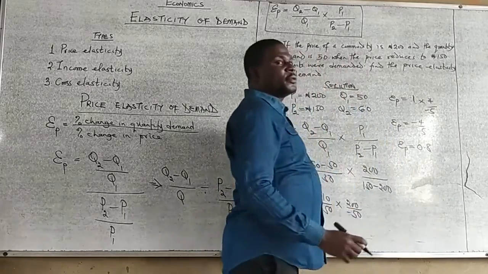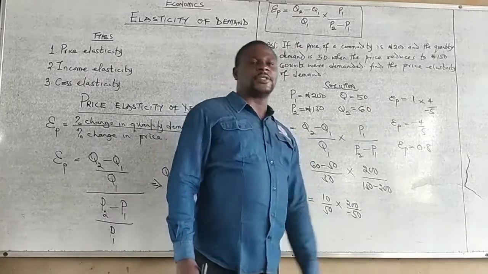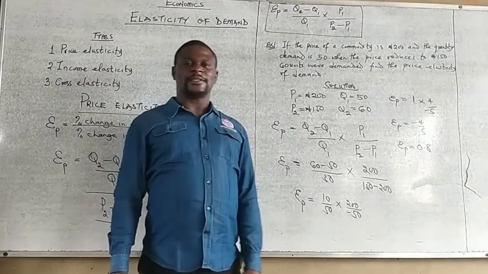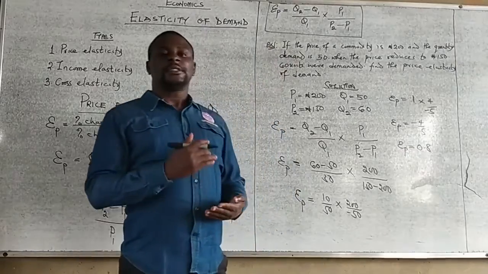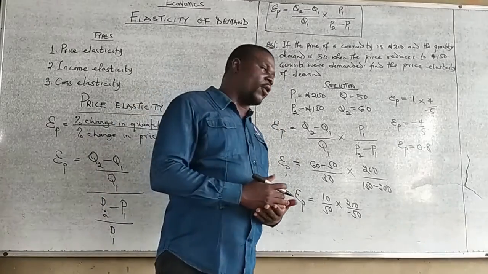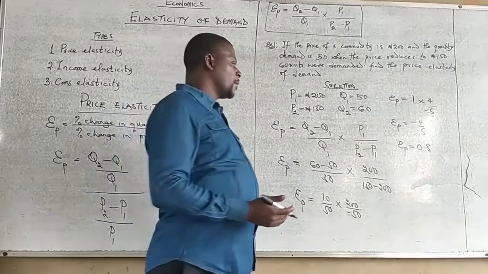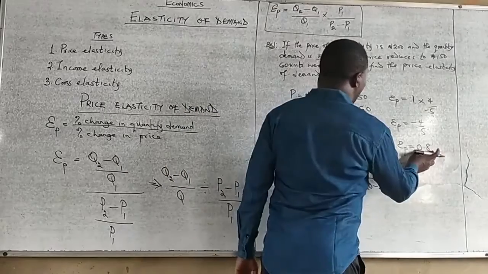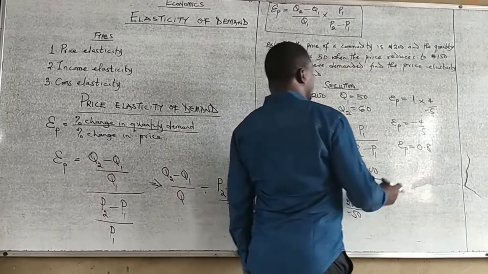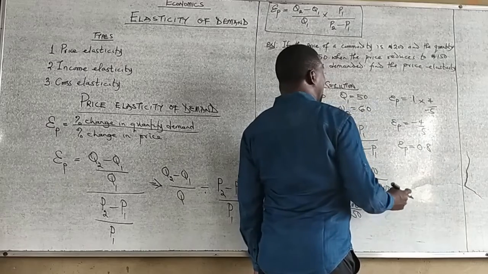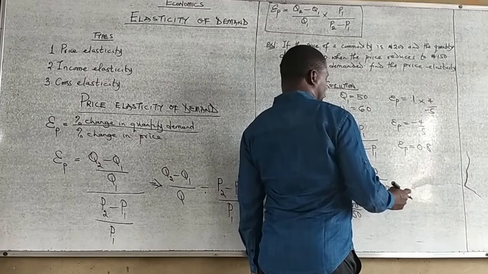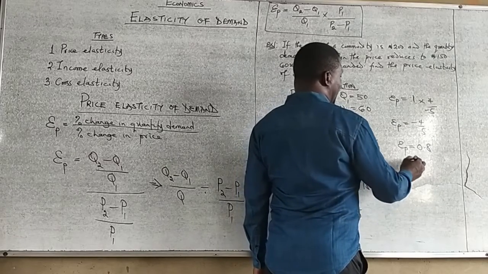0.8 is that one. Now you always ignore the minus anytime you are doing elasticity of demand. Why? Because the demand curve is expected to be negative. So here our answer is 0.8. That means the demand is inelastic.